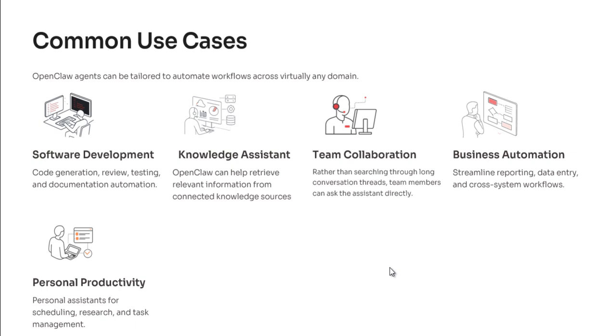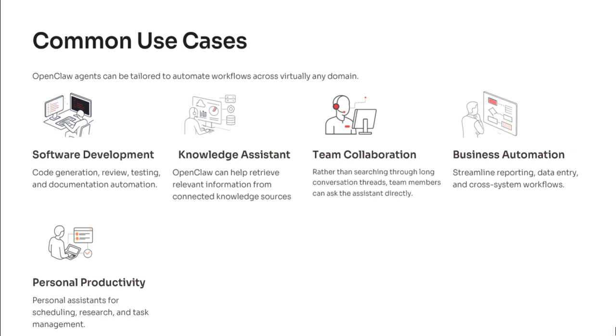Next, we have automating routine business tasks. Many business tasks are repetitive and time consuming. So OpenClaw can help streamline activities like drafting emails, summarizing reports, organizing information, preparing meeting summaries, creating task lists. This allows teams to spend less time on repetitive work and more time on higher value activities.